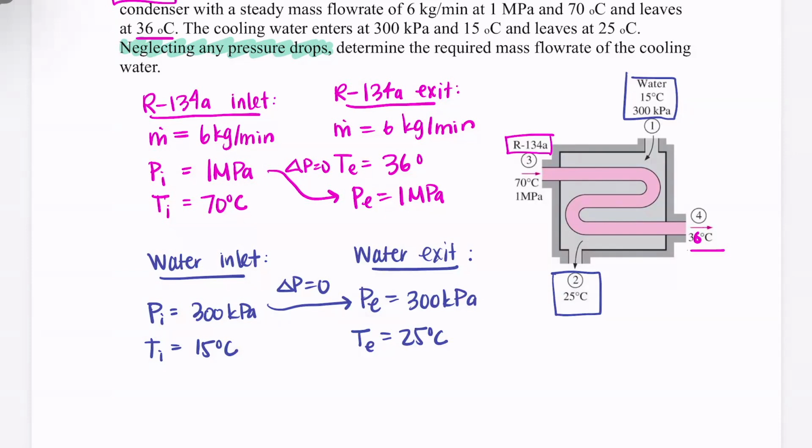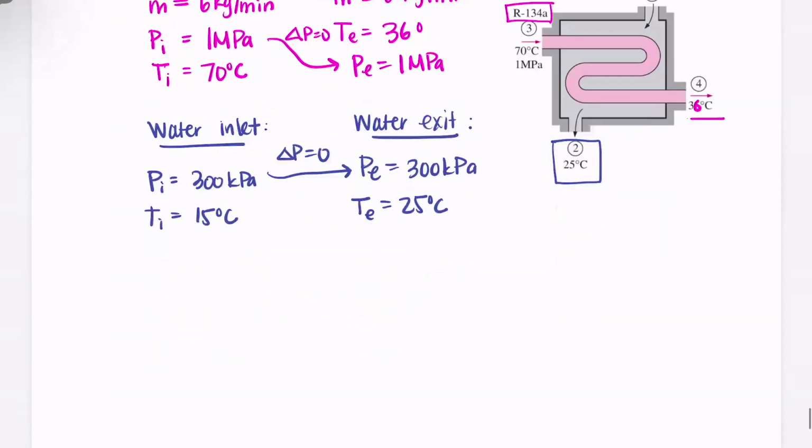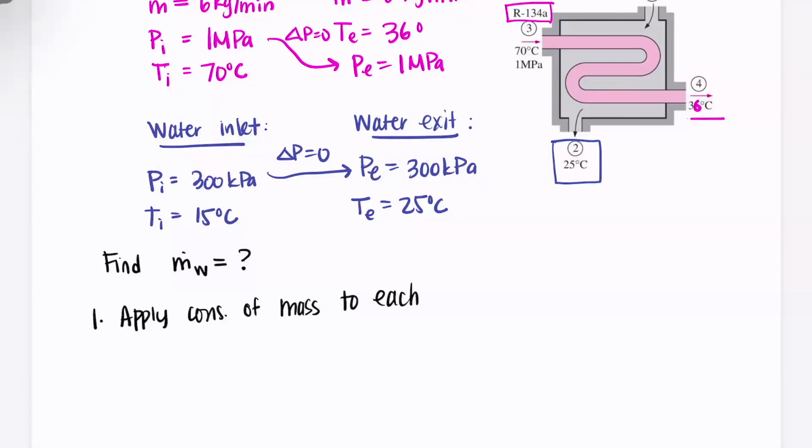Okay, so the first thing that we want to find, well, the only thing that we want to find is m dot for the water. So find m dot for the water. Okay, so the first thing that we're going to do is we are going to choose a control volume. When we're looking at conservation of mass, we're going to choose a control volume for R134A, and then also a control volume for the water. Okay, so our step one is apply conservation of mass to each fluid separately.